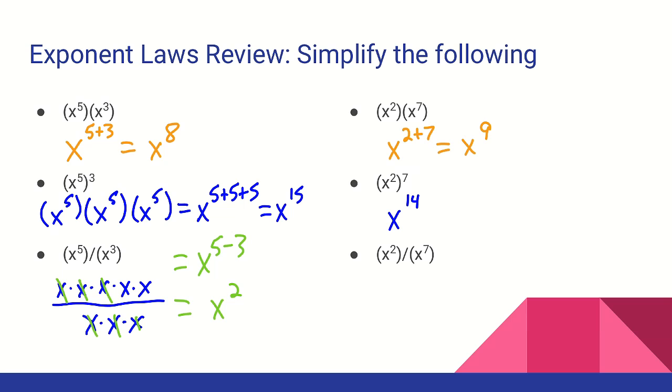Now on this one, x squared over x to the 7th is going to be x to the 2 minus 7, which is x to the negative 5, which is 1 over x to the 5th. So we don't usually leave our exponents as negatives, so we would rewrite that as 1 over x to the 5th. Questions on any of those?